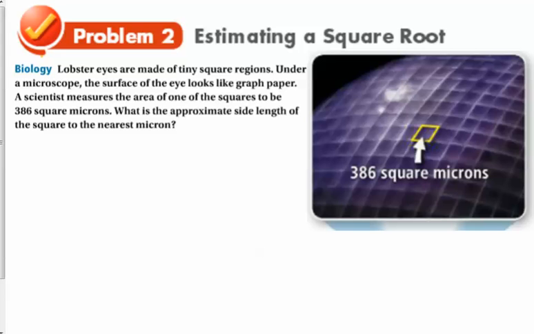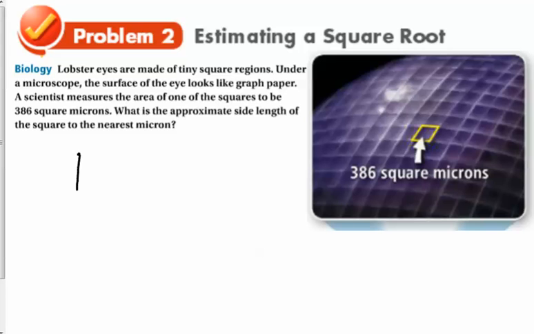All right, here's a problem. Estimating the square root. Sometimes it makes more sense to guesstimate. So this picture that I have here is the picture of a lobster eye. Lobster eyes are made up of tiny little square regions under a microscope. The surface of the eye looks like graph paper, kind of like what you see here. Scientists measure the area of one of the squares to be 386 square microns. What is the approximate side length of the square to the nearest micron?